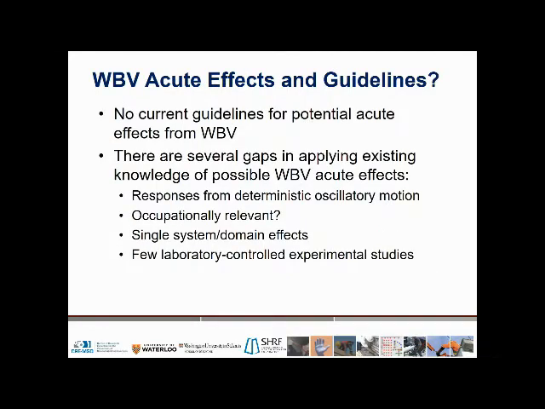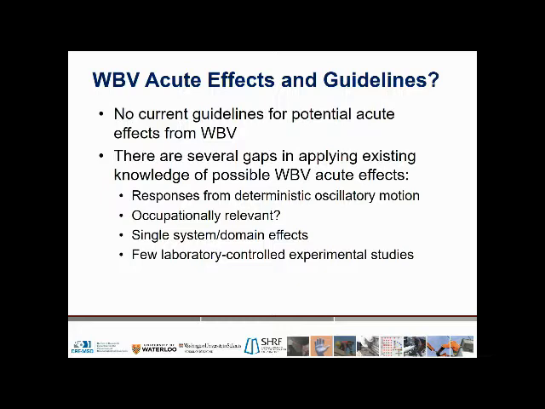However, when it comes to potential acute effects, unfortunately there are no current guidelines to address these potential issues. And there are several gaps in applying existing knowledge of these possible effects into the development of guidelines. First, a lot of these acute effects are derived from exposures due to deterministic oscillatory motion, so essentially sinusoidal waveforms. In occupation, vibration is stochastic in nature. And this really speaks volumes to the occupational relevancy of these vibration effects, when a lot of these acute effects, again, have been derived from exposures intended for exercise and rehabilitation purposes.